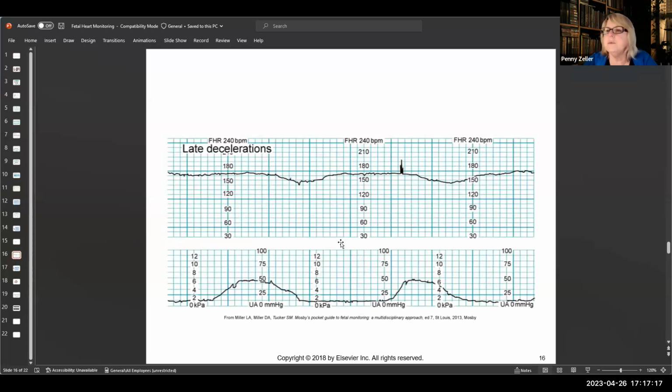Okay, so this is another picture of a late deceleration. It's happening after the peak of the contraction, and it's taking longer for the oxygenated blood flow to perfuse the placenta. Okay, it's taking longer. So in other words, that baby is doing without good oxygenated blood for that period of time.